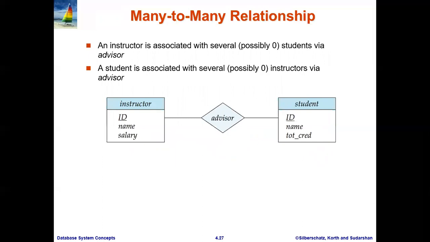Next is the many to many relationship. Here an instructor is associated with several students via advisor, and a student is associated with several instructors via advisor. Many instructors, many students. So, a many to many relationship set.